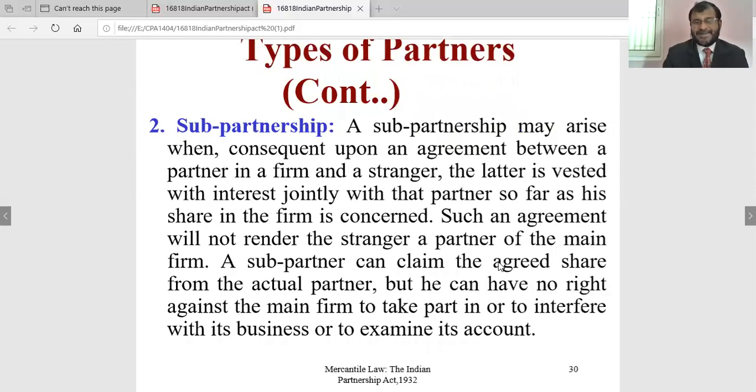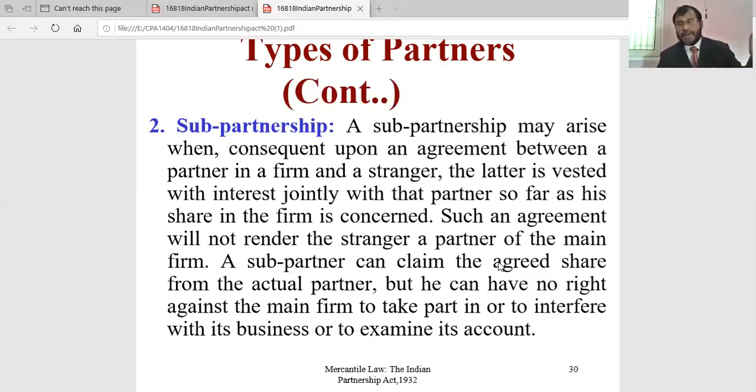Second, sub-partnership. A sub-partnership may arise consequent upon an agreement between a partner in a firm and a stranger. The latter is vested with an interest jointly with that of a partner, so far as his share in the firm is concerned. Such an agreement will not render the stranger a partner of the main firm. A sub-partner can claim the agreed share from the actual partner, but he can have no right against the main firm to take part in or interfere with its business or to examine its accounts. This agreement is between the partner and the stranger only.